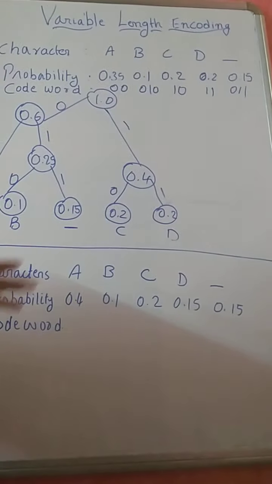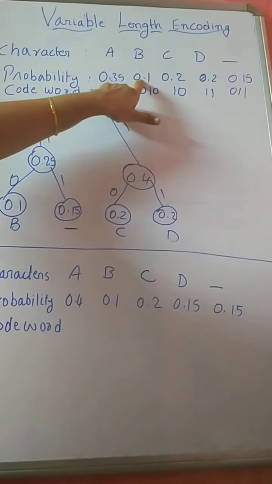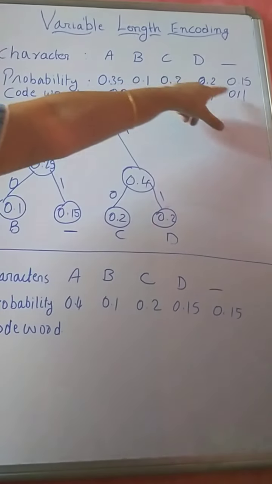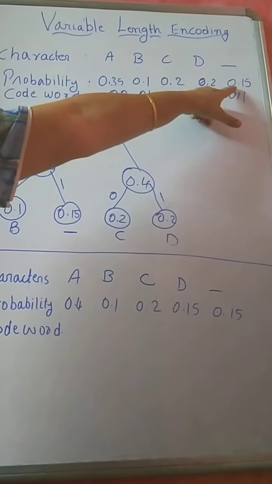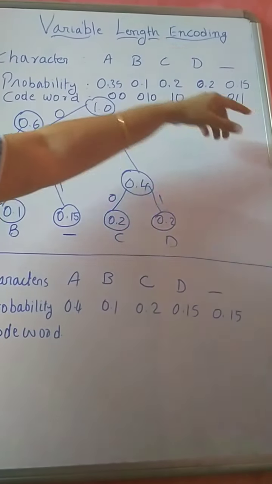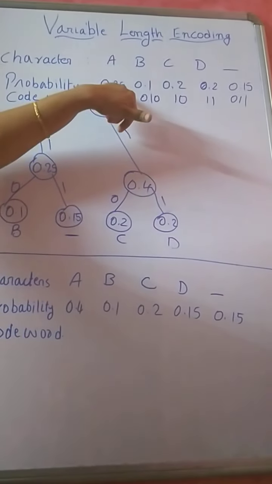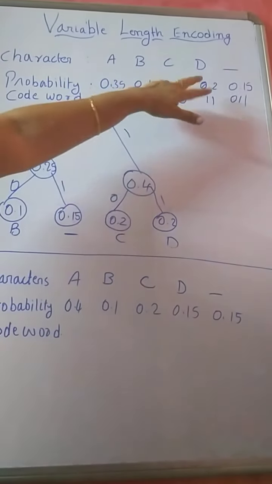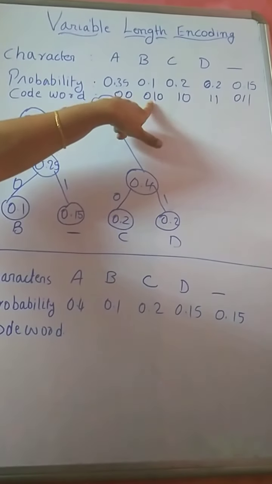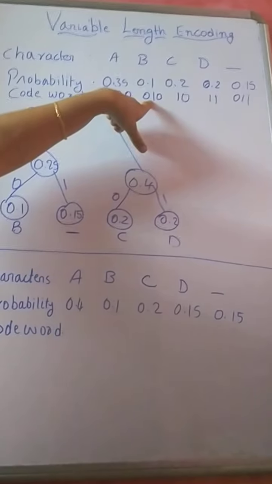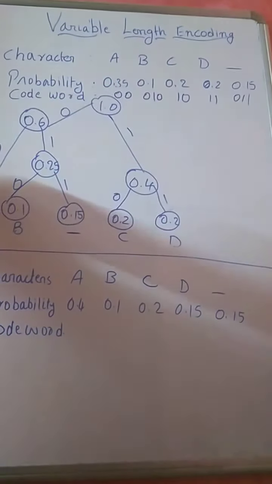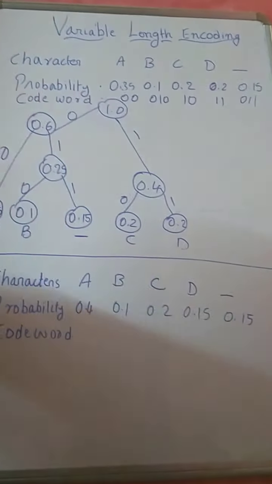Now you can observe here the one which has the lowest probability, its code word length is 3. Here also the probability of underscore is less, that is 0.15, so its code word length is 3. The other characters, which have the probability of 0.35 and 0.2, have code words of length 2. So whichever has the lowest probability has the code word of highest length. Okay. So that is how the code word will be generated in a variable length encoding technique.